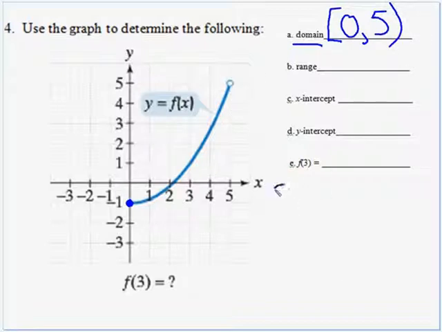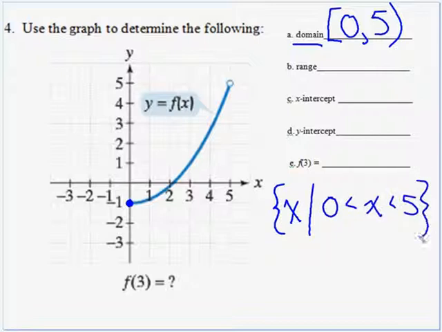On the other hand, if you like set builder notation better, we could have the set of all x such that x is between 0 and 5 with the or equal to between the 0 and the x.